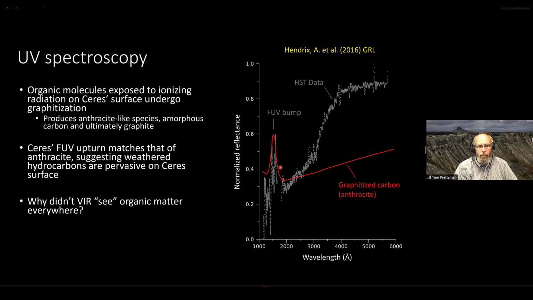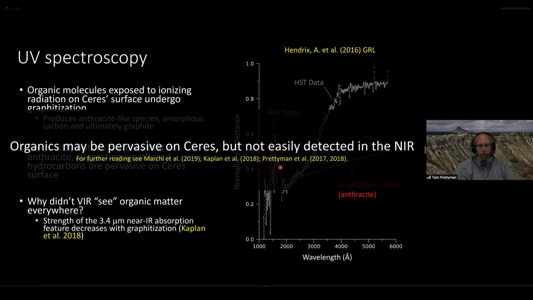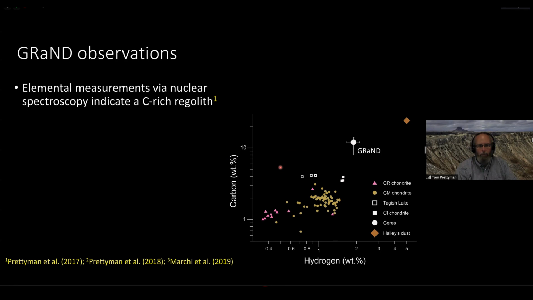If that's true, then why didn't VIR see organic matter everywhere? The answer is kind of self-evident, but verified by Kaplan et al., namely the strength of the 3.4 micron feature would tend to decrease with graphitization. So bottom line, organics may well be pervasive on Ceres, but not easily detected in the near IR.